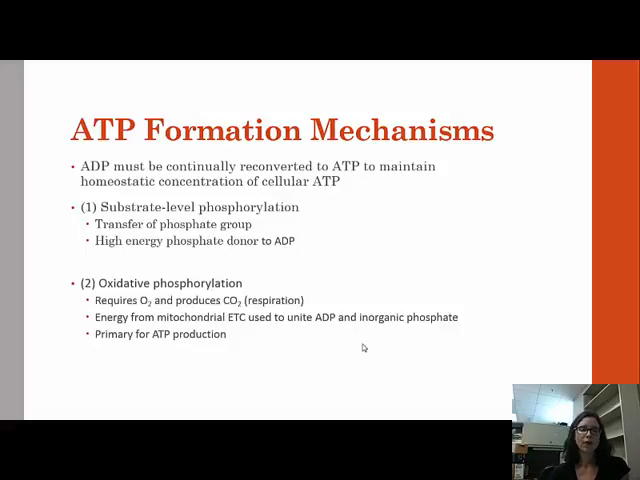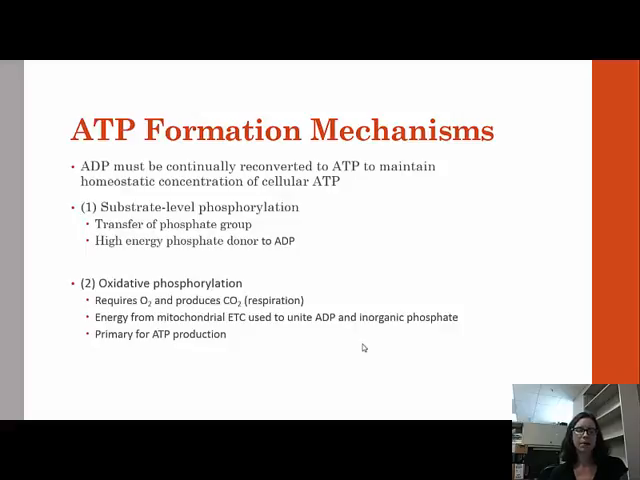Now the one we talk about the most and is primary for ATP production is oxidative phosphorylation. And just like the title says, it requires oxygen and produces carbon dioxide. So part of oxidative phosphorylation is this electron transport chain, and it may also be called the respiratory chain. And this is why, because it requires the oxygen and creates carbon dioxide for us to exhale.